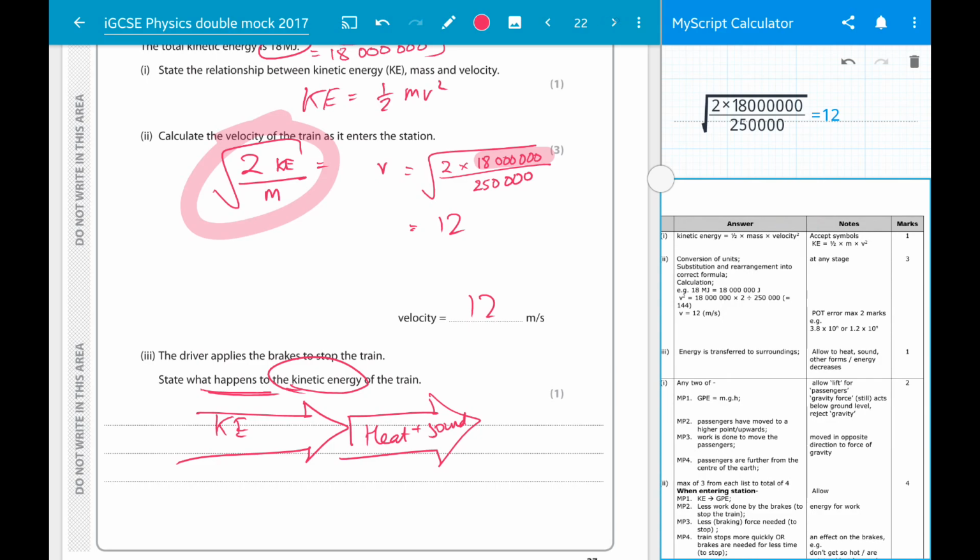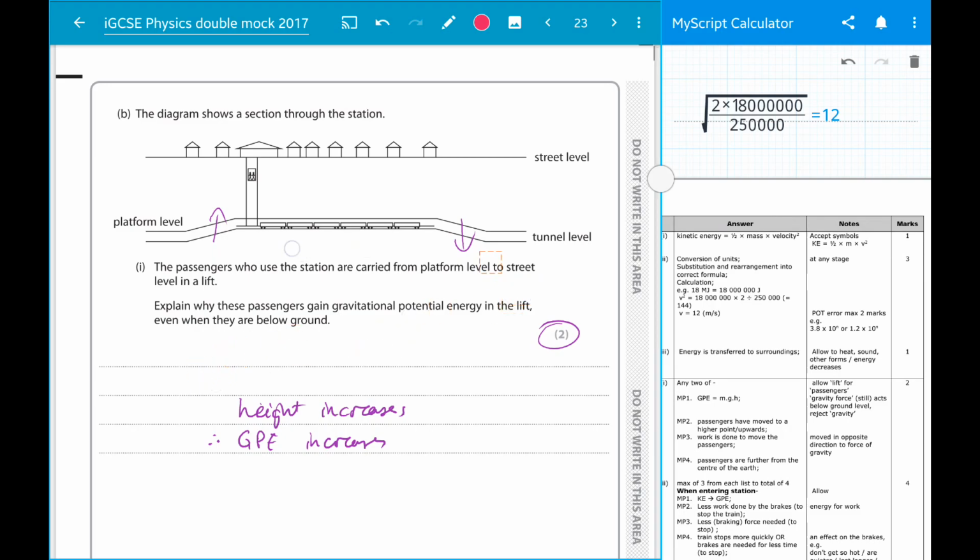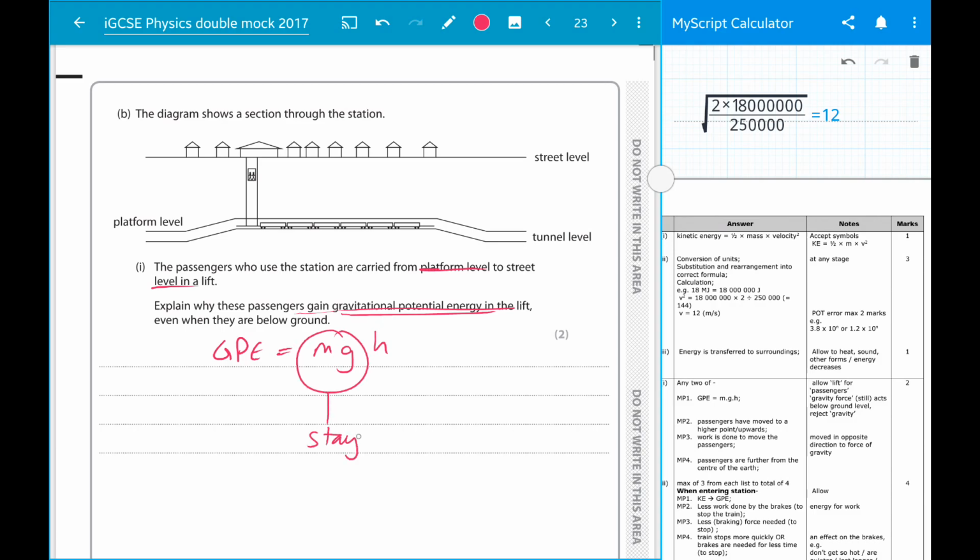The next question says, the passengers who use the station are carried from platform level to street level in a lift. Why do they gain GPE in the lift, even when they're below ground? Well, you need to know the GPE equation, really. Otherwise, you can't really talk about why they're gaining GPE. So GPE is mgh. These stay the same. H increases, so GPE increases.